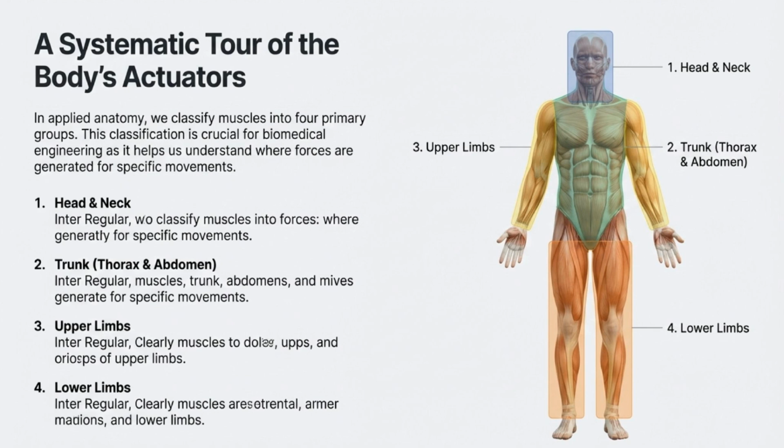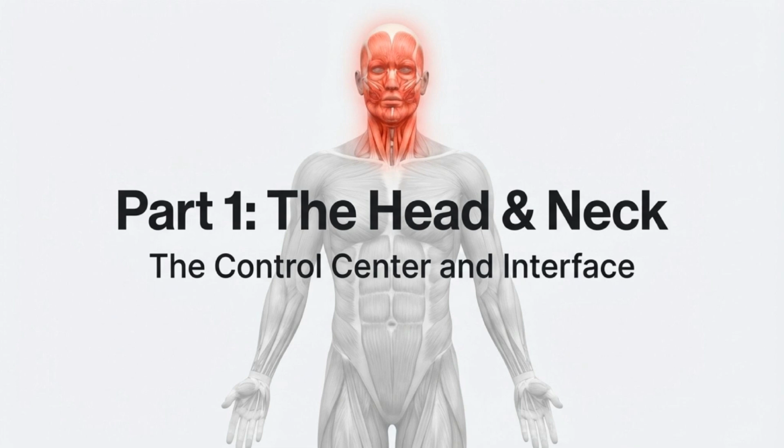In applied anatomy, we classify muscles into 4 primary groups. This classification is crucial for biomedical engineering as it helps us understand exactly where forces are generated for specific movements. These 4 distinct regions are, first, the head and neck, second, the trunk, comprising the thorax and abdomen, third, the upper limbs, and fourth, the lower limbs. We begin our tour with Part 1, the head and neck.